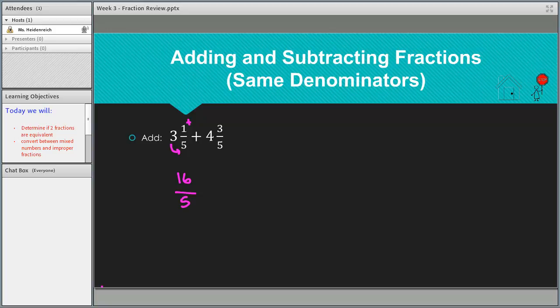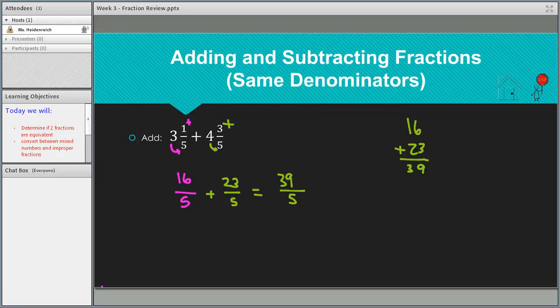Now we're going to do our second mixed number. So 4 times 5 is 20, plus 3 is 23. So we have 23 over 5. And again, notice we have the same denominator, which we need in order to add the fractions together. So this one's pretty easy. You can just add the 16 and the 23. And if you do that off to the side, you're going to get 39. So we have 39. And when we add our two fractions together, we keep our denominator the same. So we have 16 fifths plus 23 fifths equals 39 fifths.